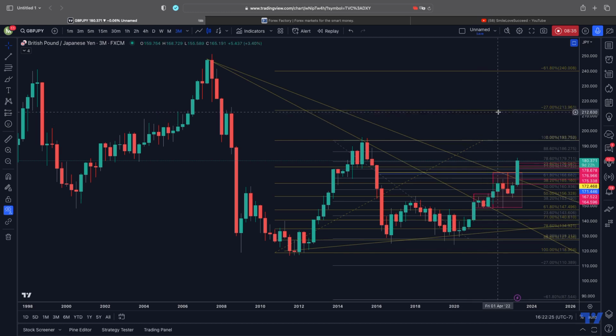I would like to see price rise and keep coming up and testing these Fibonacci levels. Specifically, I would like to see price rise to 219.475. Okay, now this is a big make or break.